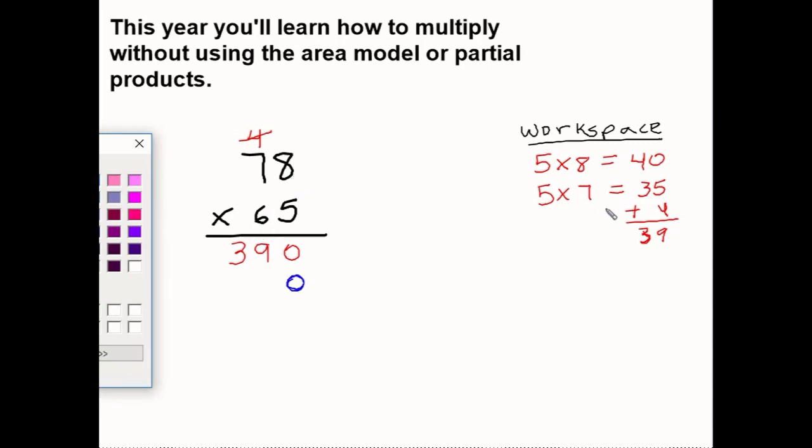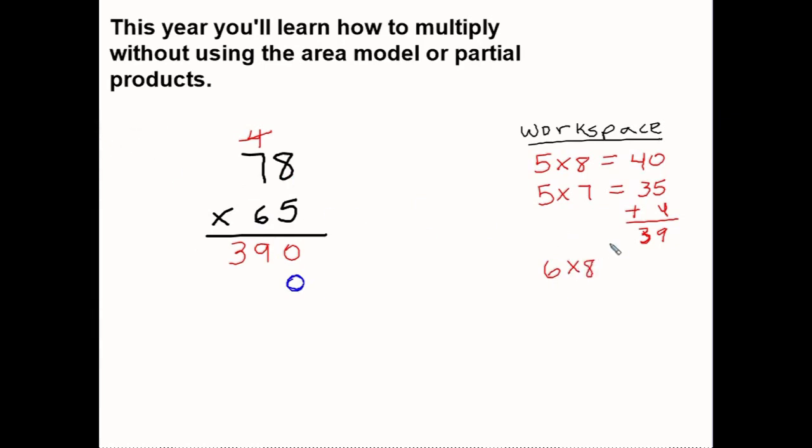But it's not going to be 48 ones, it's going to be 48 tens. So we're going to do 6 times 8 equals 48. We put the 8 down and carry the 4. And then we'll go on to the next number, which is 6 times 7, which will give us 42. But we carried a 4, so we're going to add that 4 to it, and now we have 46.